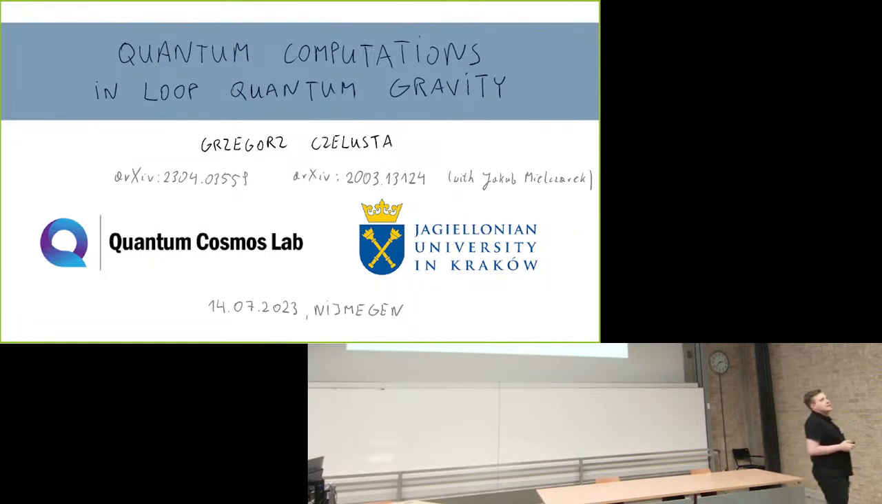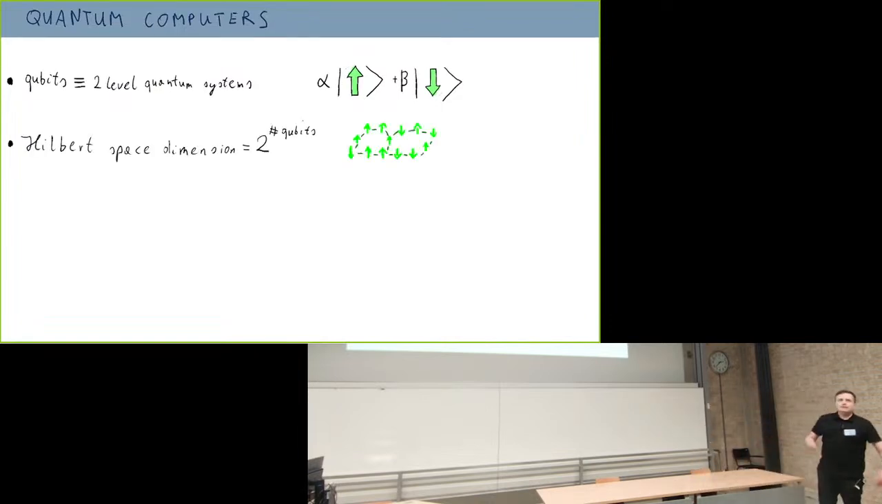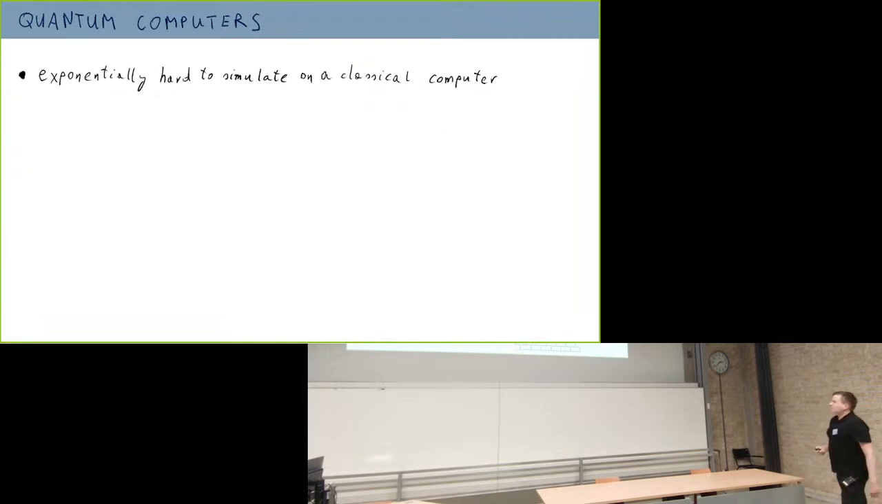First, let me say a few words about quantum computers. Quantum computers consist of qubits, which are just two-level quantum systems. So the Hilbert space describing a quantum processor is exponentially large. For example, the biggest one, the IBM quantum computer Seattle, has 433 qubits. Here we see the layout of these qubits in this processor. So simulating the state of a quantum processor using a classical computer is in general exponentially hard.